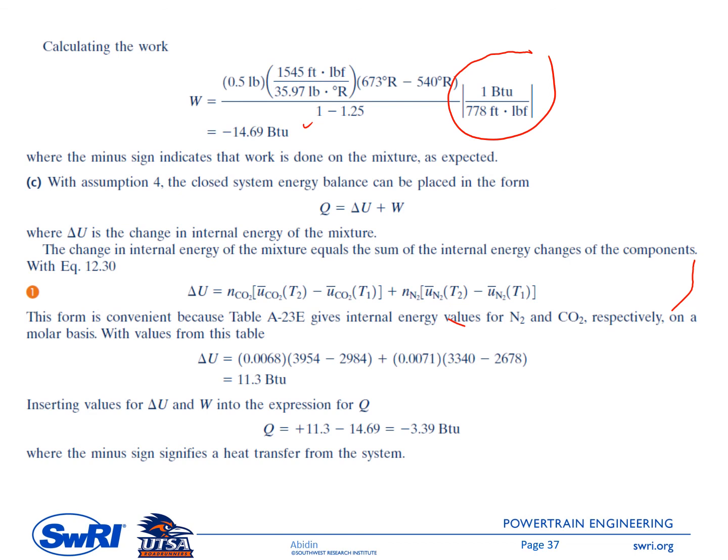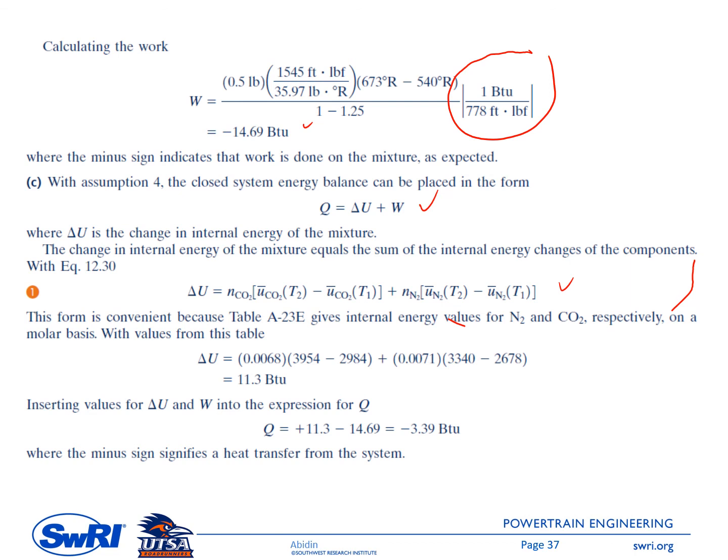Question number 3 is asking for Q. With assumption number 4, we can ignore the effect of kinetic and potential energy. So we can apply the conservation of energy here as Q equals delta U plus W. Delta U here is the change in internal energy of the mixture. We can use this formula to calculate the delta U of the mixture, which is just the sum of the internal energy changes of the components.